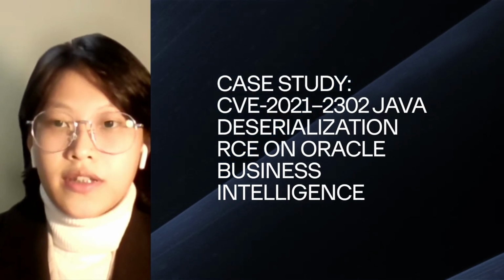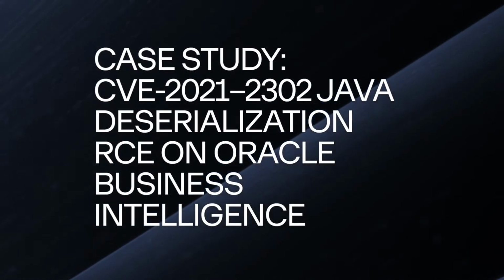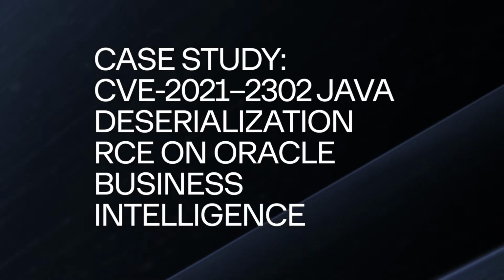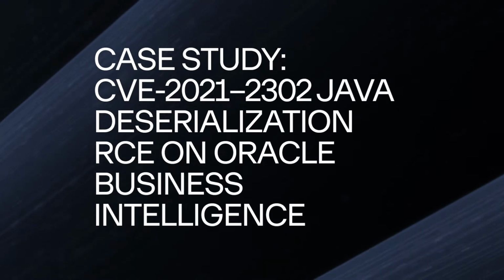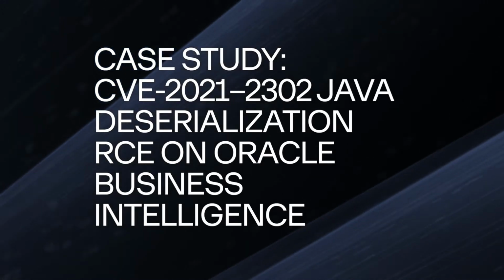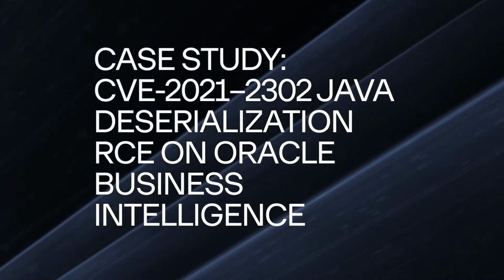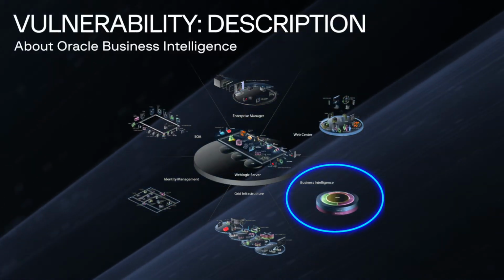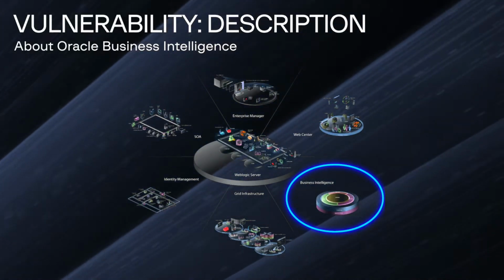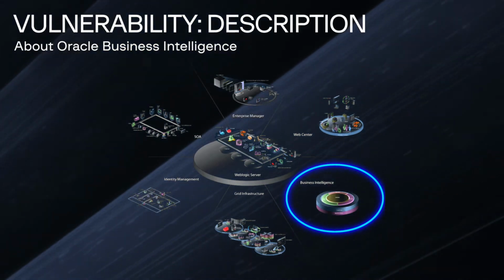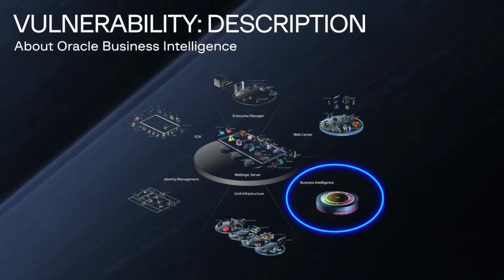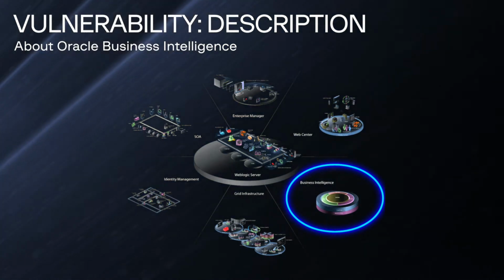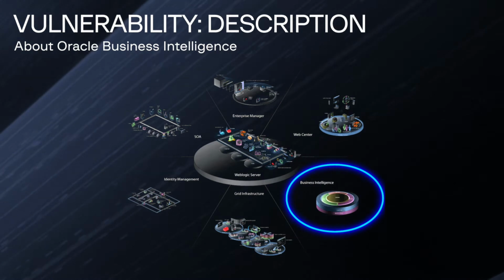Next, we will analyze a case study, CVE-2021-2302, Java Deserialization RCE on Oracle Business Intelligence, discovered by myself. This vulnerability exists in the product's Oracle Platform Security for Java, which is a framework that can be used in Oracle's as well as third-party environments, including Oracle Business Intelligence, and is exploited via the T3 protocol.